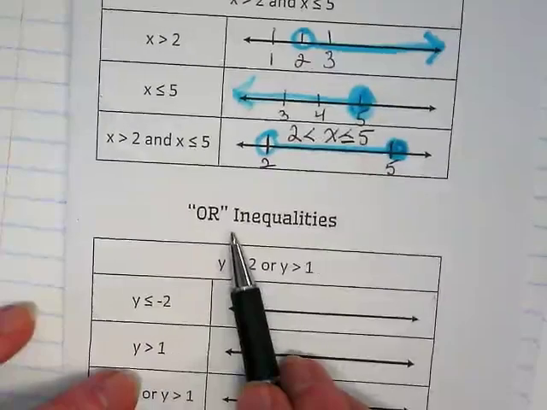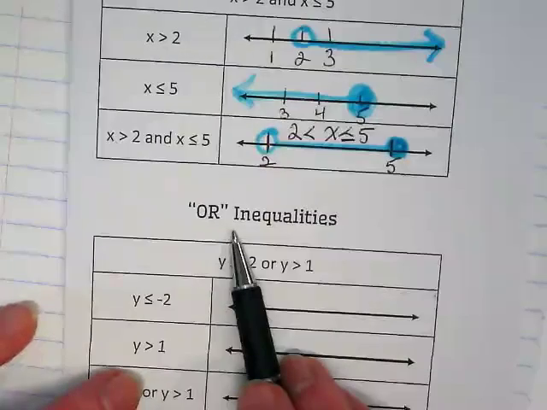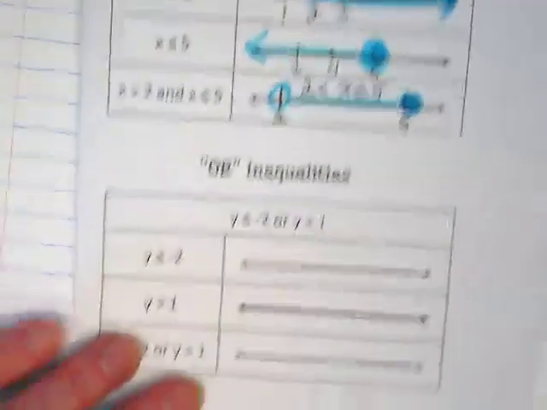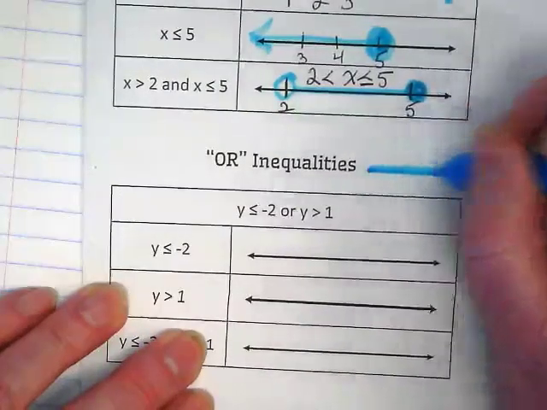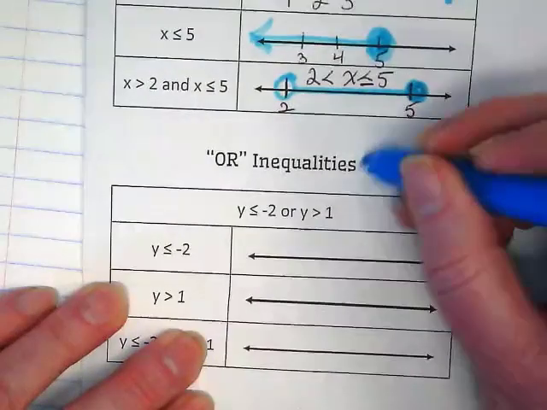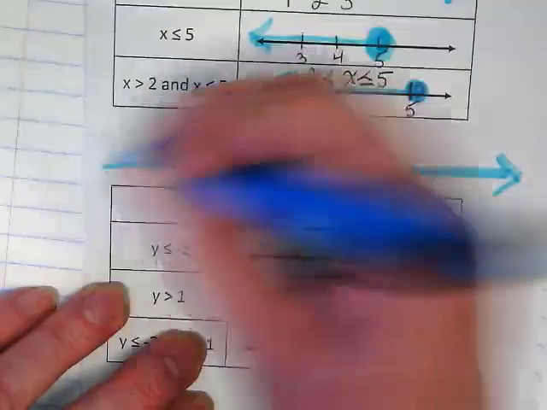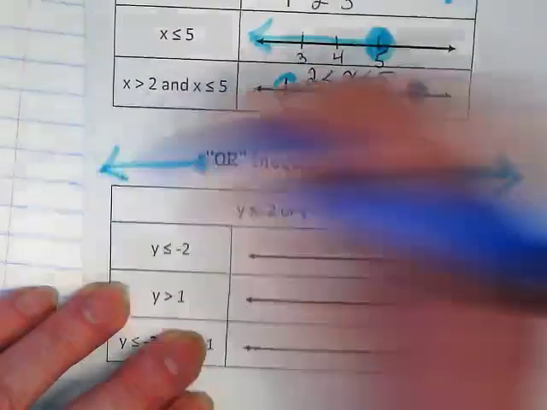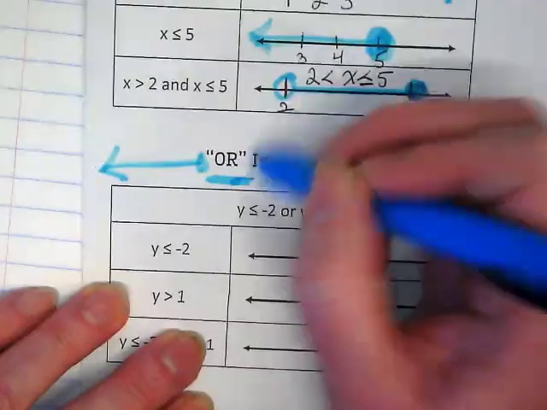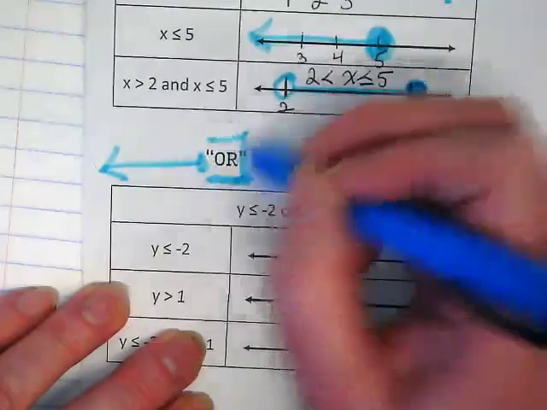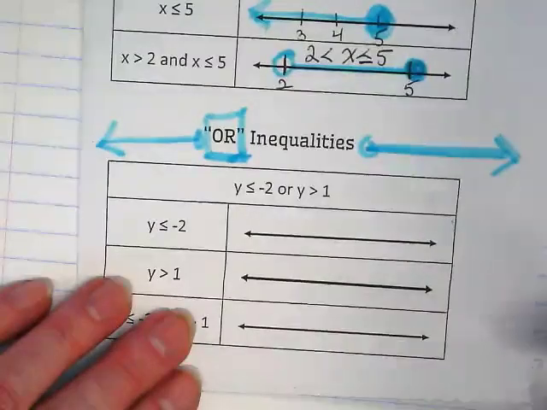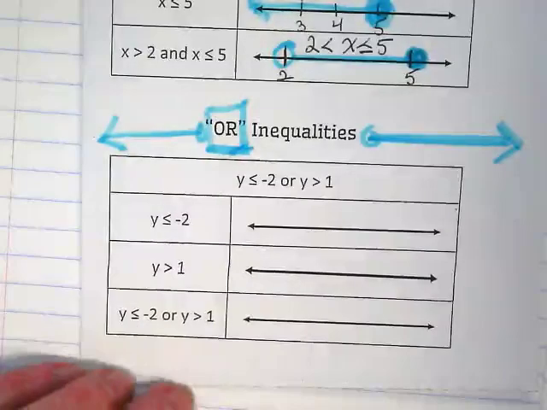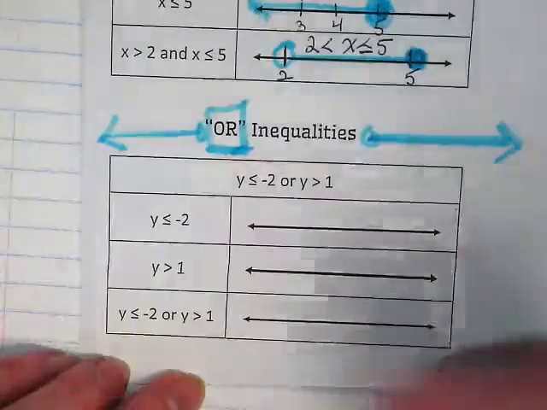With OR inequalities, they don't get rewritten that way. We use the word OR. And are you ready for this? OR inequalities, they go off in both directions. So let's graph the OR.